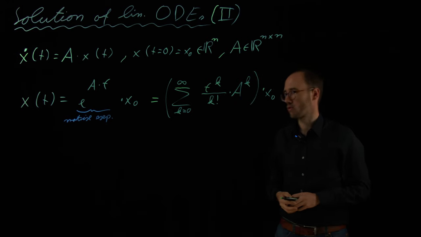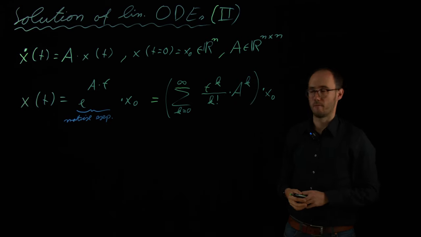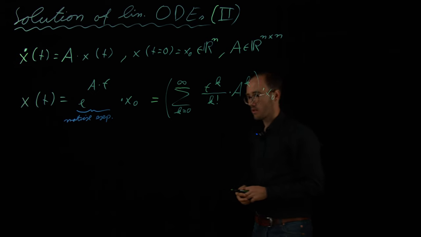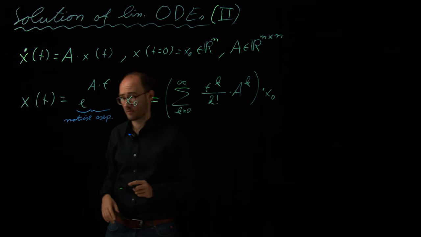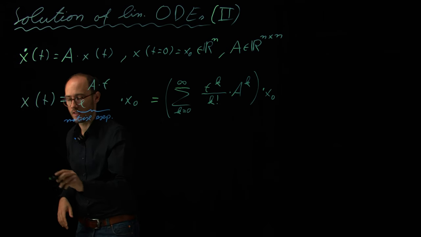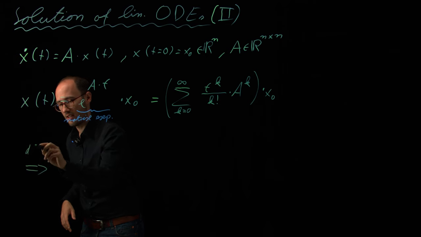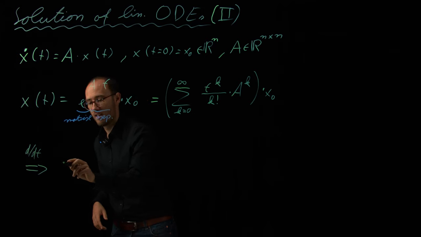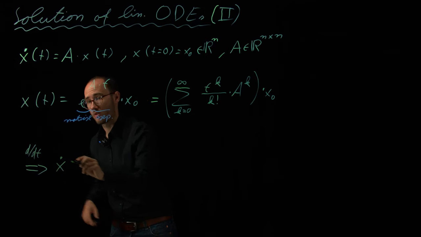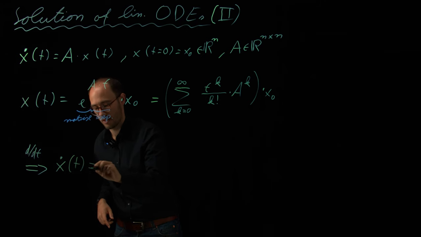But for now, what I would like to discuss with you is that this ansatz expression, so this approach equation, actually solves our linear ODE with multiple states. And in order to do so, we basically will just insert this equation once again into our ODE. So what we do is we again calculate d/dt with respect to both sides. And what we get then, of course, on the left-hand side here is x dot of t.